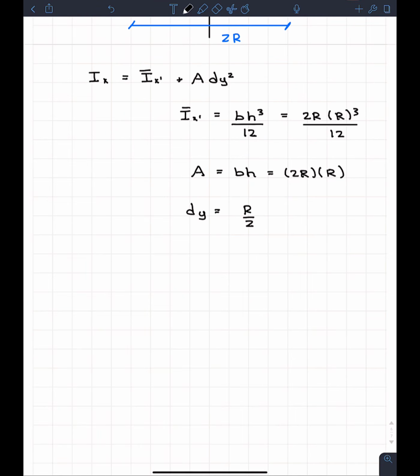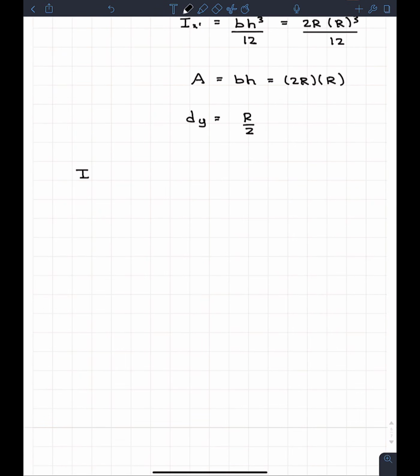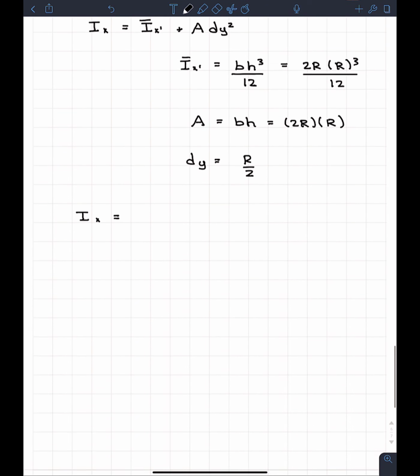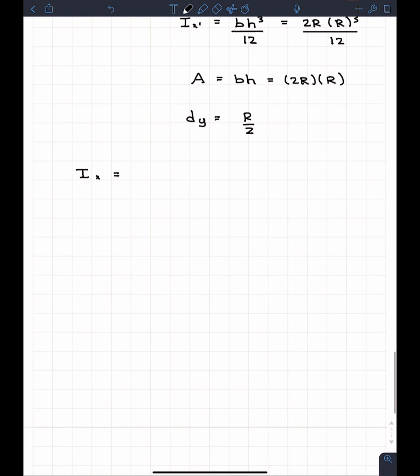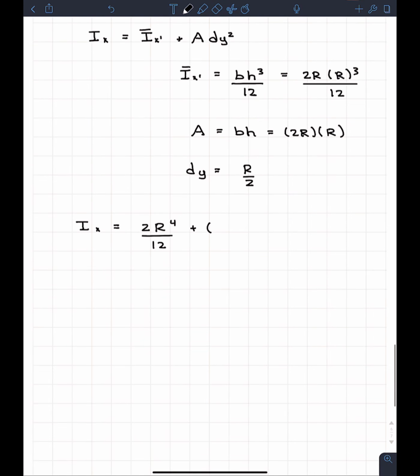So all we have to do now is substitute all of this into our formula. So we get Ix is equal to, and the first part is I bar x prime, which we know is 2r to the 4 divided by 12. And then we plus the area. The area of this is equal to 2r squared. And we multiply by dy squared. dy is r over 2, and we're going to square it.